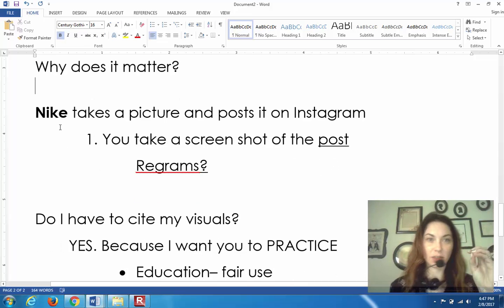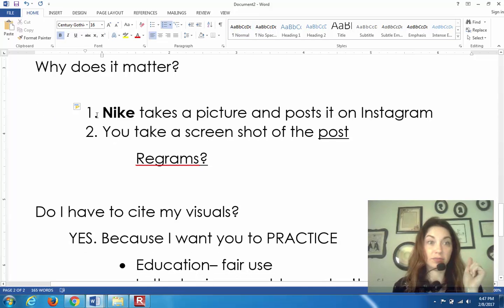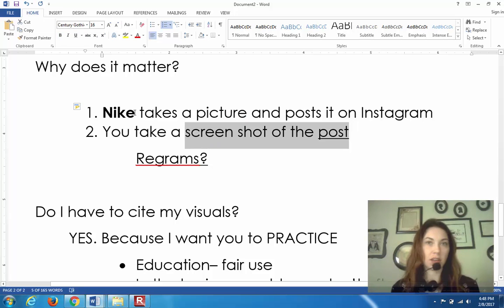Just stay with me. So let's say Nike takes a picture and posts it on Instagram. Nike is the owner of that photo. That's why I bolded it. Let's say you take a screenshot of that post. Well, you own the screenshot, but Nike still owns that photo. You can't go around posting that post as if you made it up yourself. Nike owns that Instagram post.